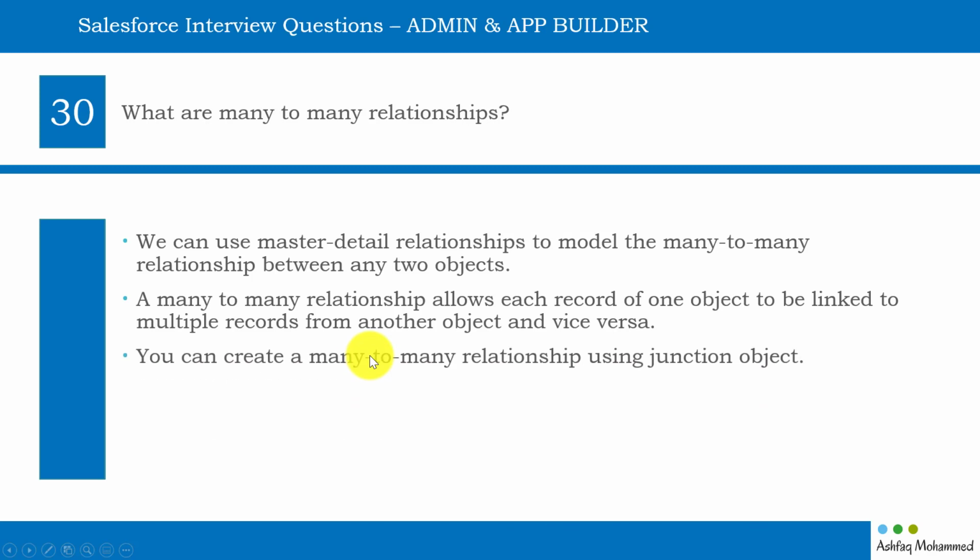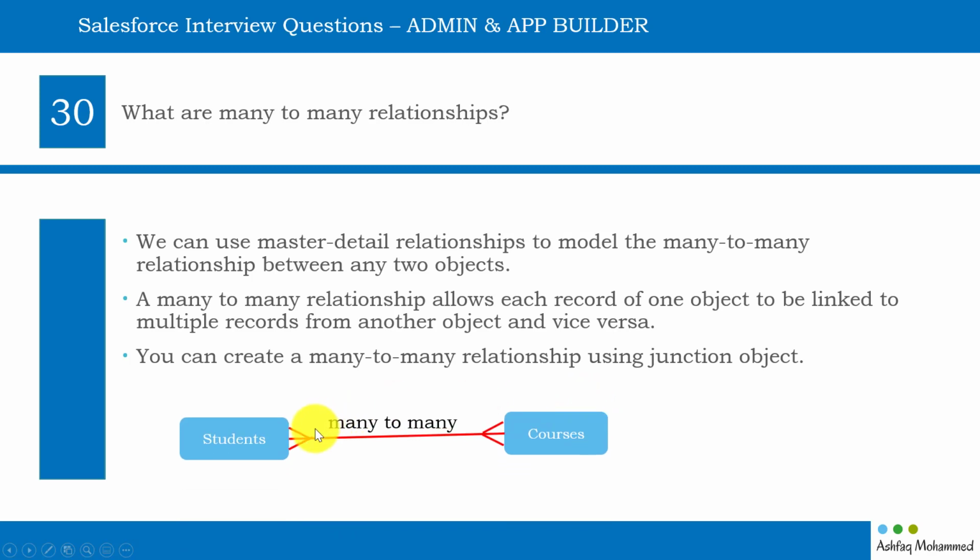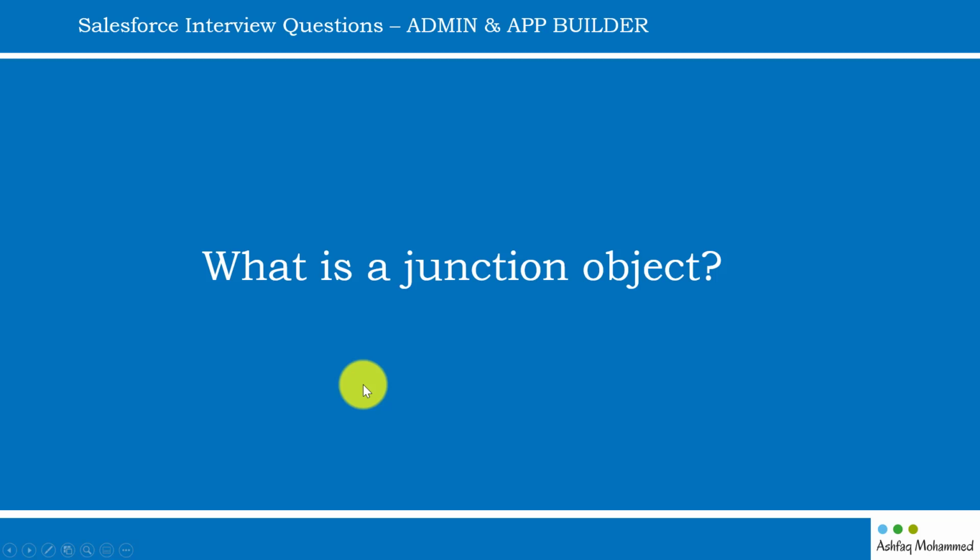Okay, many-to-many relationships. You can create a many-to-many relationship using a junction object. There is a concept called junction object in Salesforce. You create the junction object and connect these two objects, so that will automatically become a many-to-many relationship. Say student and courses. If you could see, a many sign is there, here also many. Many students can be associated with many courses. I mean to say, one student can have many courses and one course can have many students, right? That is nothing but a many-to-many relationship.